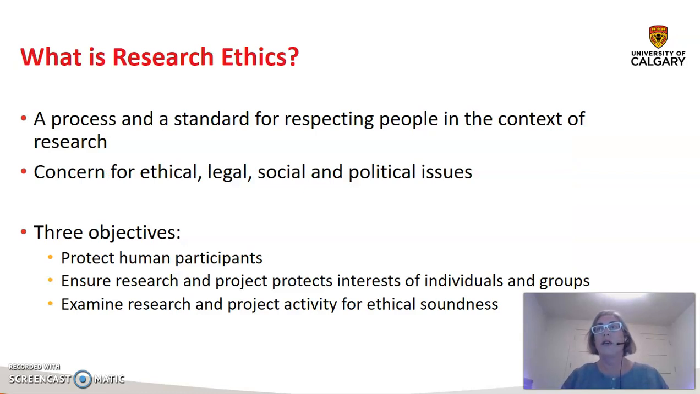So what is research ethics? Fundamentally, it's a process and a standard for respecting people in the context of research. So we're concerned here for ethical issues, legal issues, social issues, and political issues. So we need to be aware that there's much more to it than just lying to people. Sometimes our conversations can have broader implications. And the objectives of research ethics is simply to protect human participants, to ensure that the research and the project protects the interests of the individuals and groups that are involved in the research, and to look at the research and the project activity for ethical soundness.